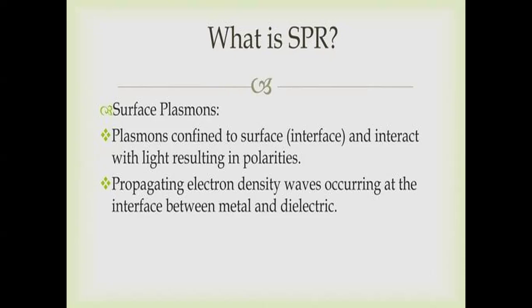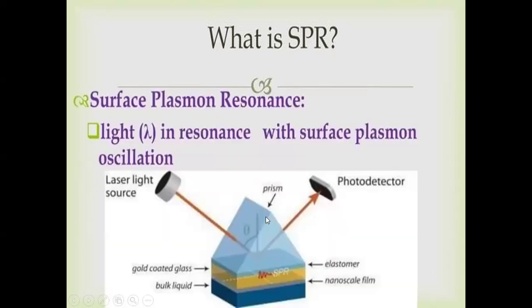This phenomenon of electrons vibrating happens on the surface. That's why it is called surface plasmon. And due to the vibration, a resonance is created. That's why it's called surface plasmon resonance. There should be incident radiation for them to interact, and they usually happen in a wave pattern. There is a wave pattern which happens between the metal and the dielectric.